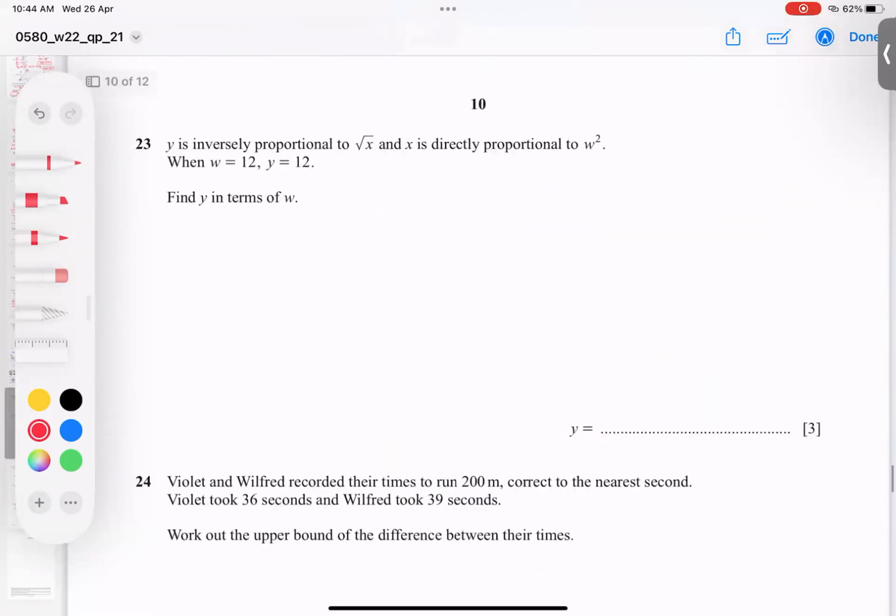Question number 23. y is inversely proportional to this. Inversely proportional means like this. This is called inversely. If it says directly proportional, it will come like this. Inversely means it will go in the denominator like this. And x is directly proportional to this, and x is directly proportional to this. So what can I do, students, because it's the same question.